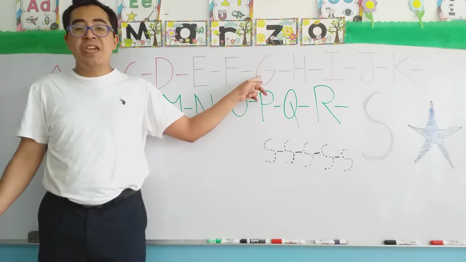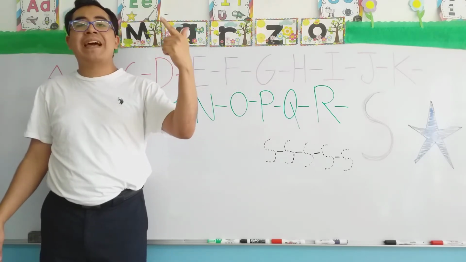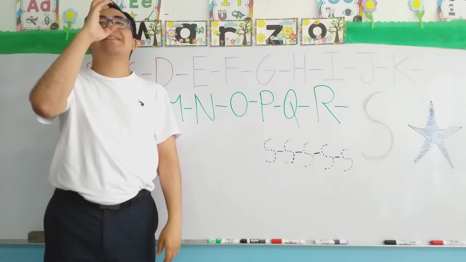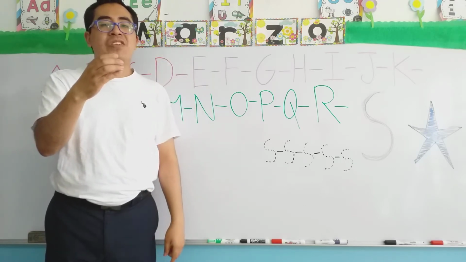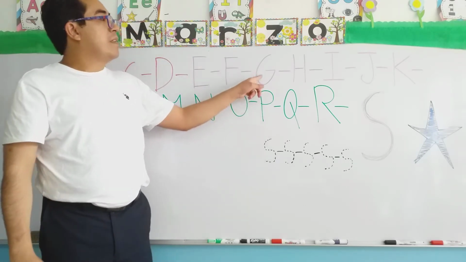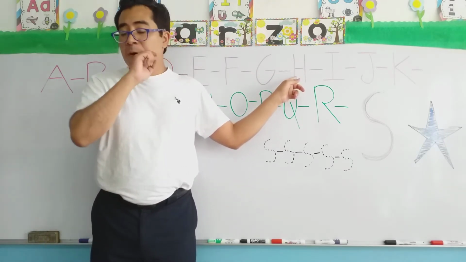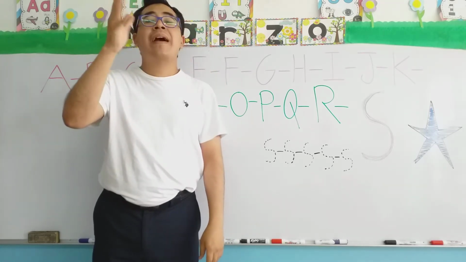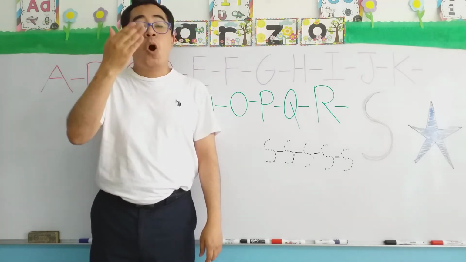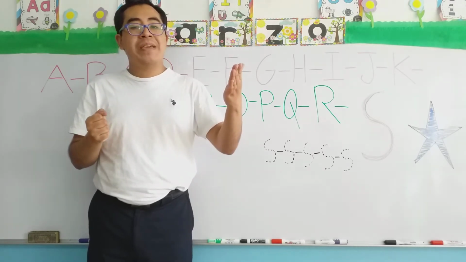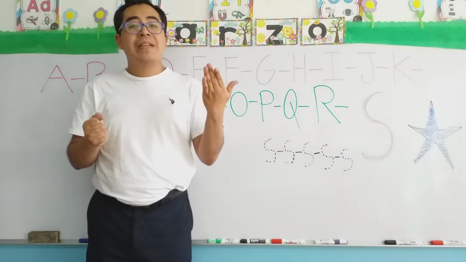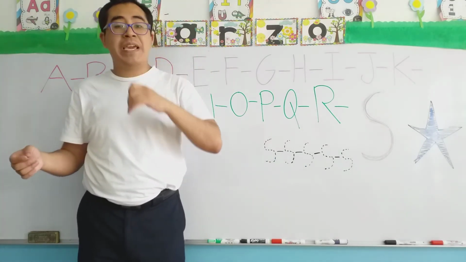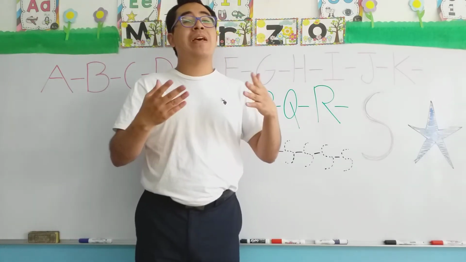For capital G, we have girl, grandmother, glove, and the glass. Remember the glass, the object that is made of crystal. Then we have capital H. For capital H, we have hammer, hand, honey. If you remember, the honey is a food that is produced by the bees. Honey in Spanish, miel, es un alimento que es producido por las abejas.